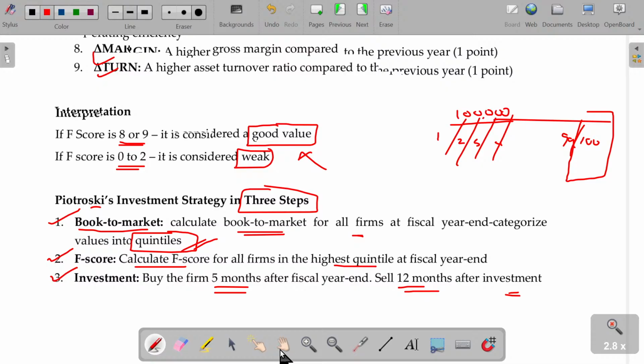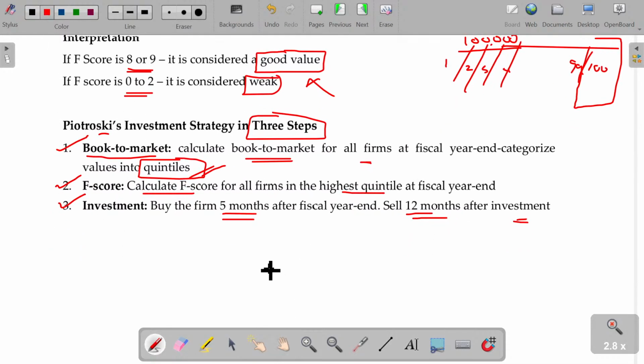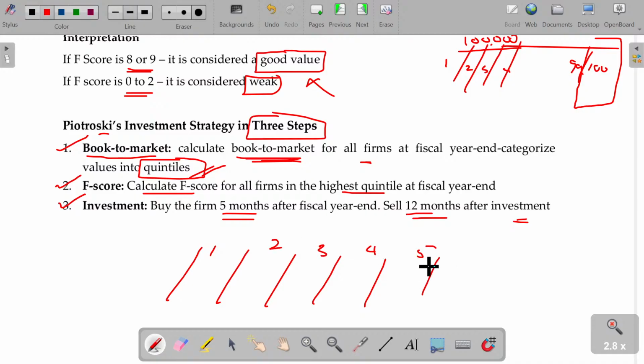Five equal values. All the companies for which you calculated book to market, you block into 5: 1, 2, 3, 4 and 5. You group all these companies into 5. And calculate the F score for all the firms in the highest quantile at fiscal year. You have to consider this one only. For this only you can calculate the F score.